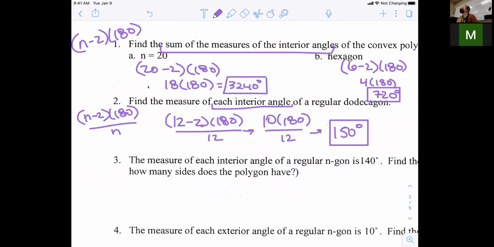All right, number 3 says the measure of each interior angle of a regular n-gon is 140. Find the value for n. Which of the first 2 formulas am I going to use again? The second one. Very good. I need to use the second one, but 140 is not my n. I don't have an n. 140 is actually my answer. So I'm going to set it as 140 equals, and I'm going to put my formula equal to that.